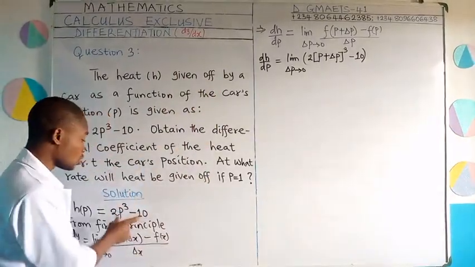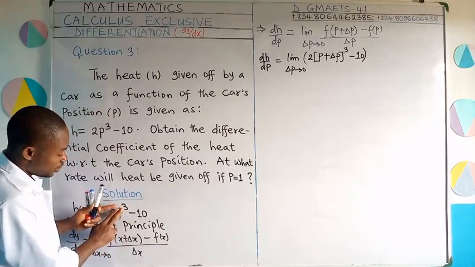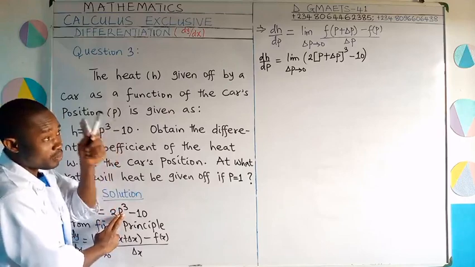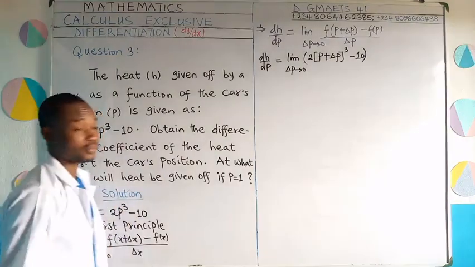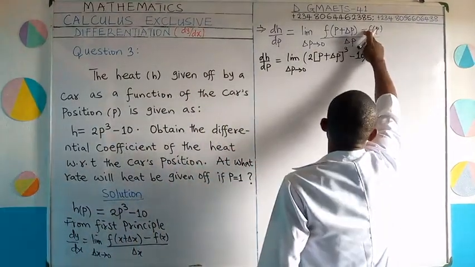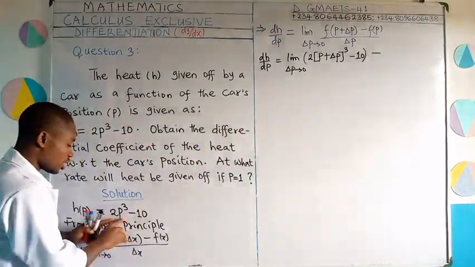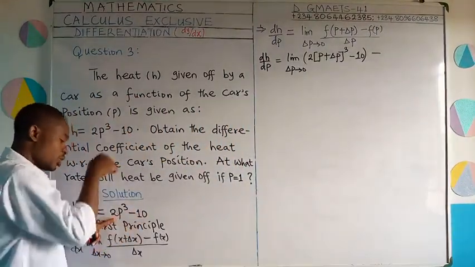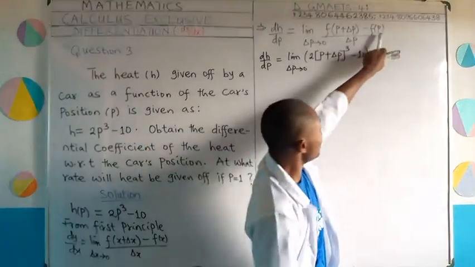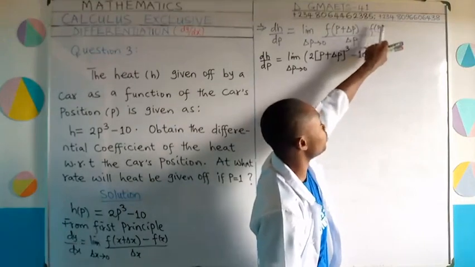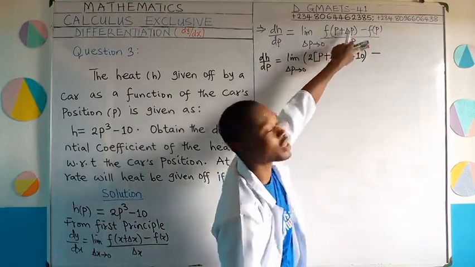How you get it is simple. Go to the function given to you. Wherever you see p in the function, just remove that p and replace it with p plus delta p. Then you see raised to the power 3. Every other thing remains the same. So coming over to this is minus f of p. And what is our f of p? Again, go to the function given to you. Wherever you see p, put p there. In place of this p, you still put p. That's the meaning of this. This one means go to the function, wherever you see p, replace it with p plus delta p.